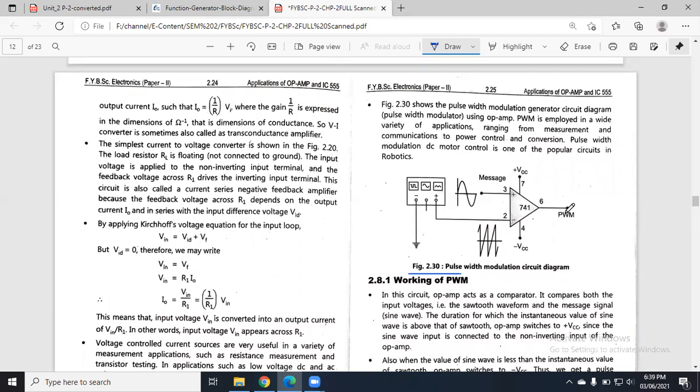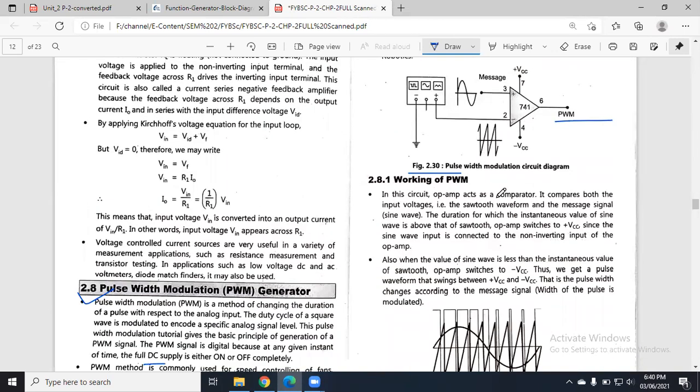We are going to get the output at pin 6. Now these are the inputs: one is applied to the inverting terminal, and to the non-inverting terminal we apply a sinusoidal waveform. Now what is going to happen? Working: in this circuit, the op amp acts as a comparator. We have already studied what a comparator is.